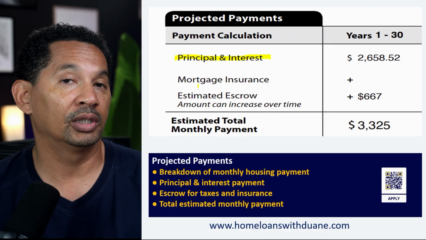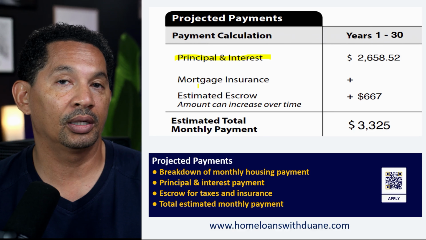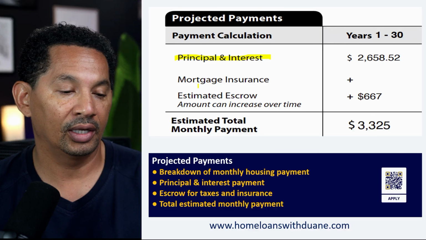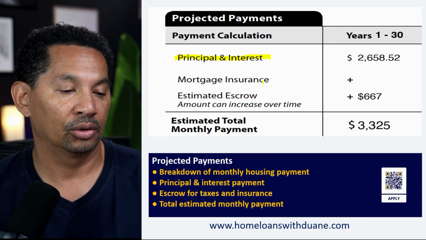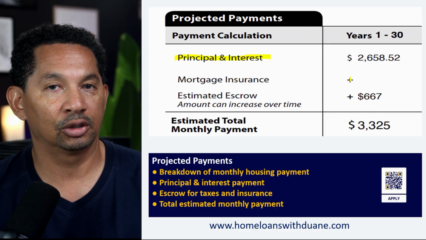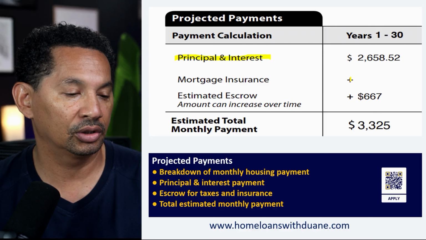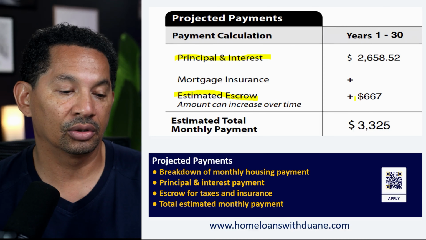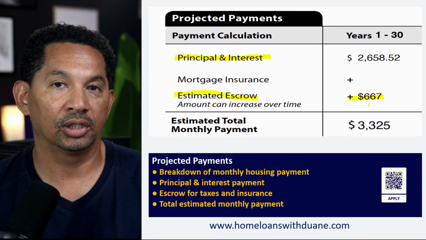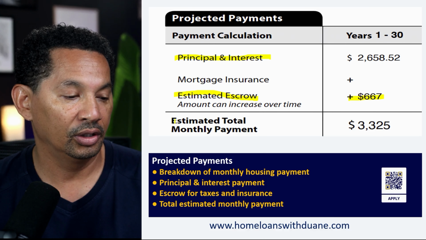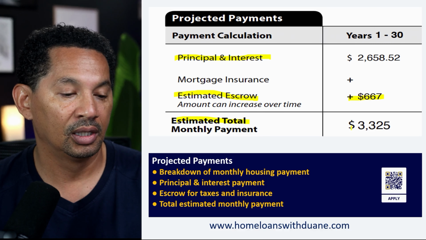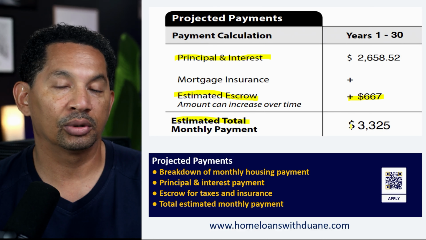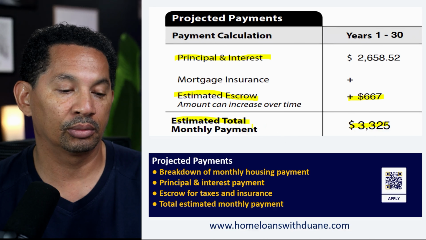On this loan, since we have $500,000 purchase price and then $400,000 loan, that's 20% down exactly. So that gives you no mortgage insurance on this loan, because if you put down less than 20%, then you're going to have mortgage insurance. So here you can see the estimated escrow payment. These are the taxes and insurance associated with your mortgage payment. On this one, you can see your estimated total payment including principal, interest, taxes, and insurance is $3,325 a month.